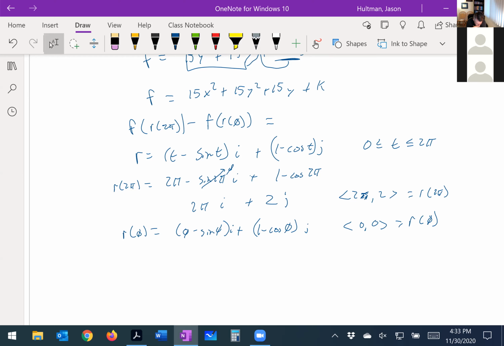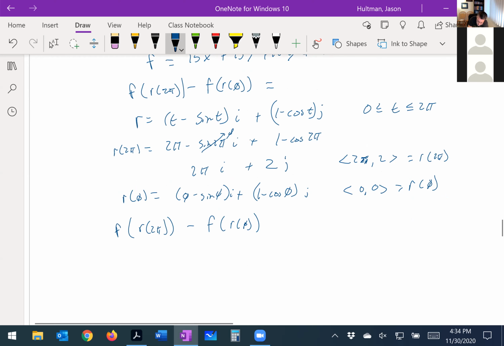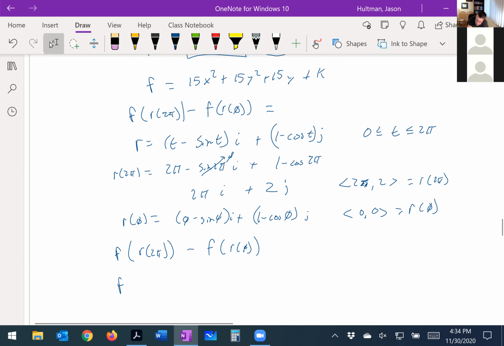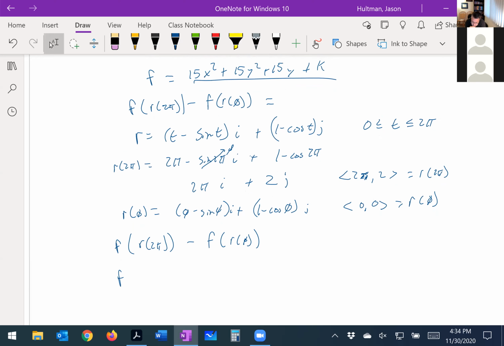So now what are we doing? Well, we're going to plug in. We want f evaluated at r of 2 pi, minus f evaluated at r of 0. So what is f again? What was our parent function? The parent function we found out to be this thing here.